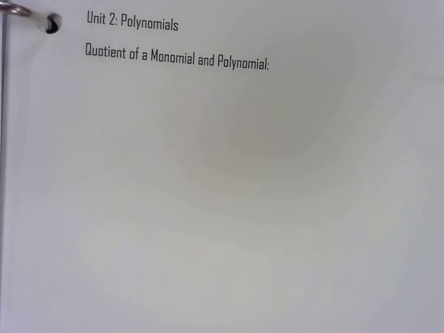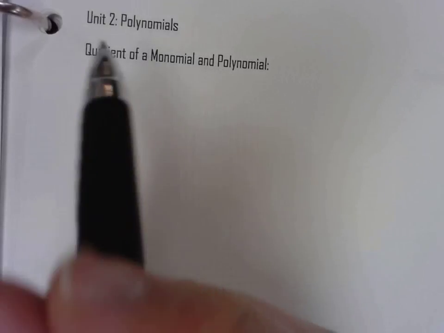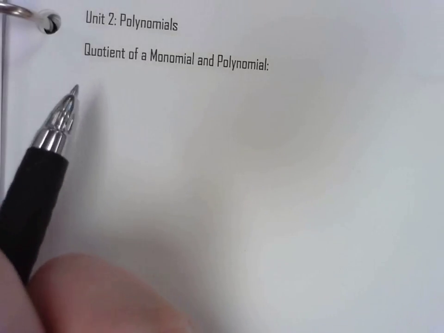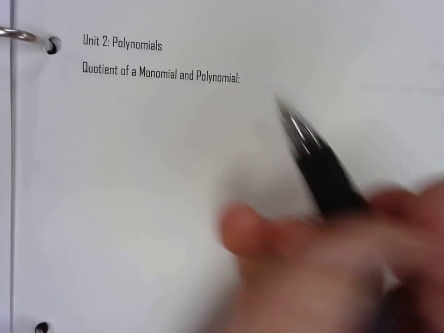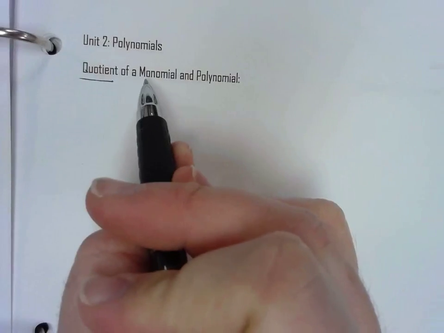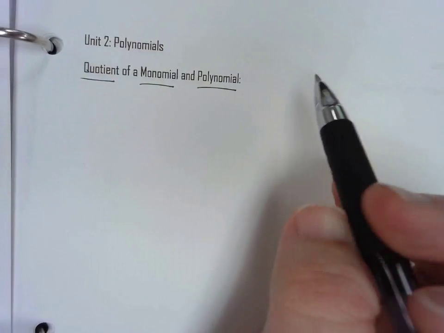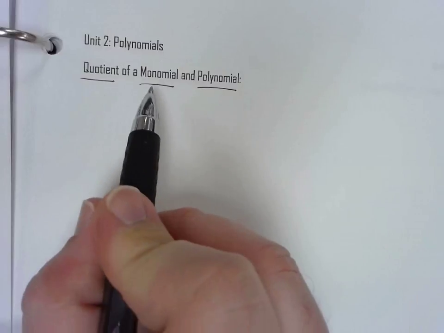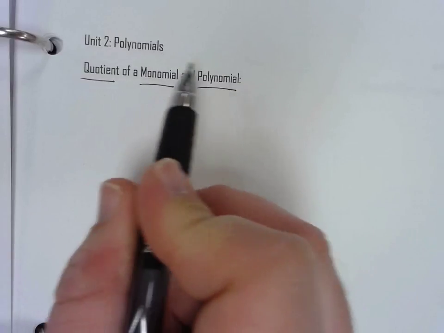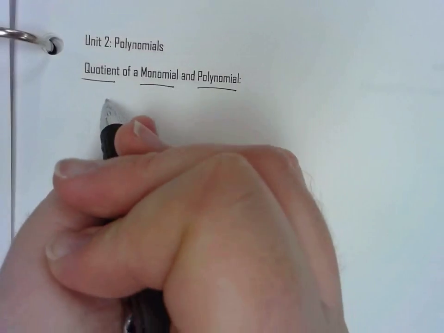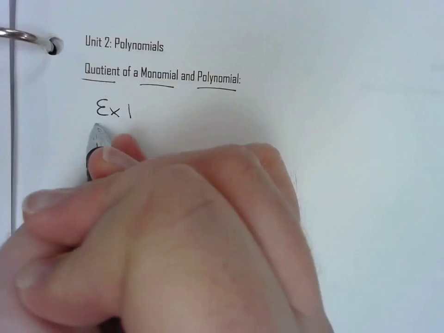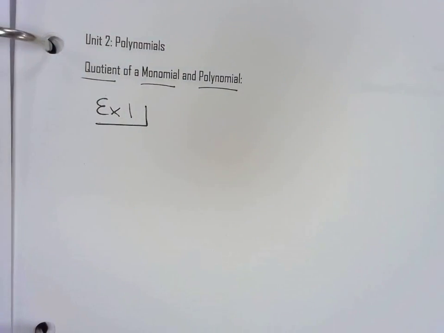Okay, so as I look at quotient, let's look at what this means. Quotient means what? Division, so I'm dividing. A monomial is one term, and a polynomial could be any number of terms. So we are taking a polynomial and dividing it by a monomial. Okay, we've done this before. I'm not going to do a ton of examples, but just kind of a quick refresher.